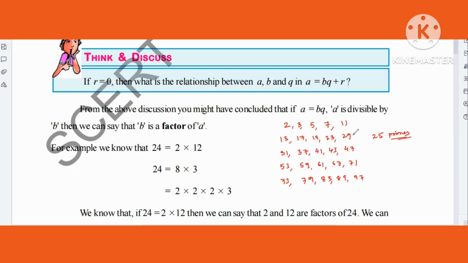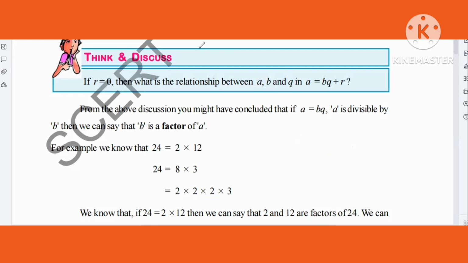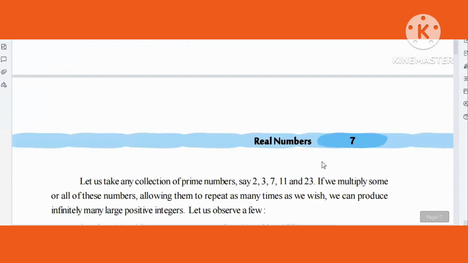Every number can be expressed as a product of primes in a unique way. That is called the fundamental theorem of arithmetic. That is also given in the textbook. Let us see the definition in the textbook, which you can write and remember very easily.